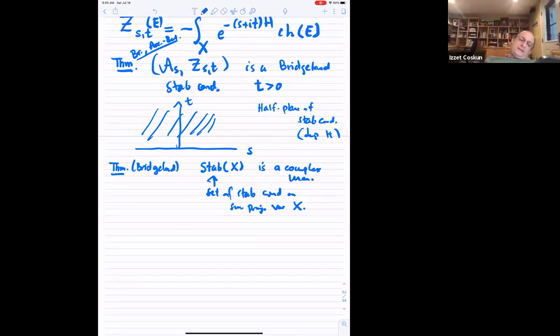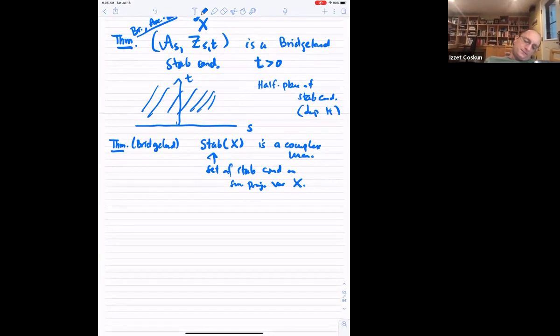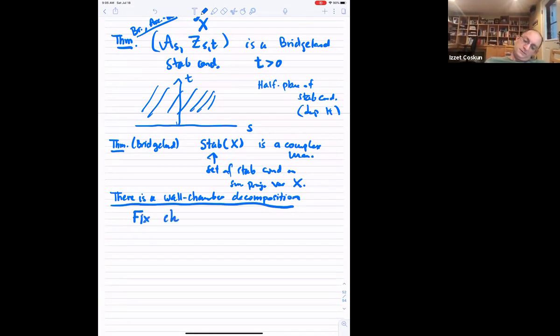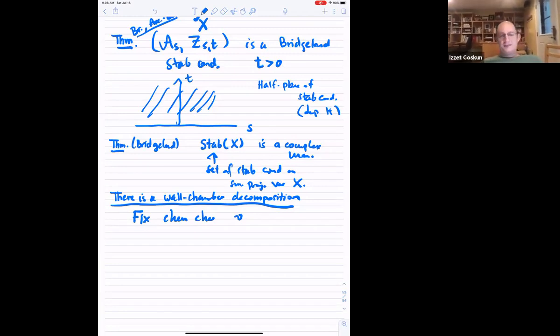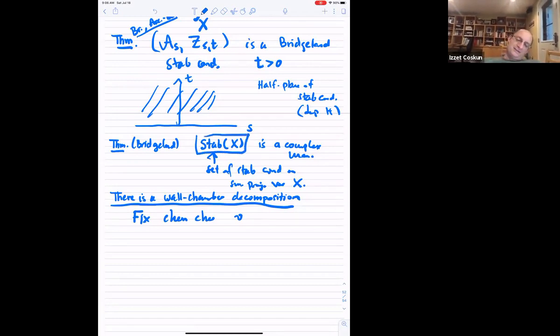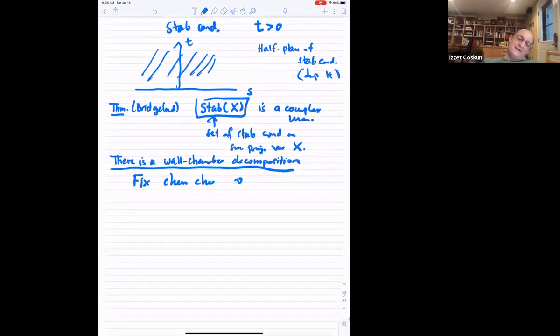So now what's nice about this is that there is a wall and chamber decomposition. All right, what does this mean? Here is what you do. Fix a Chern character V. And then what you could do is work on this half plane of stability conditions, because for P2 this is going to be enough. But you could talk about this wall and chamber decomposition in this complex manifold. But I'll just restrict myself to these examples that I've shown you right now.